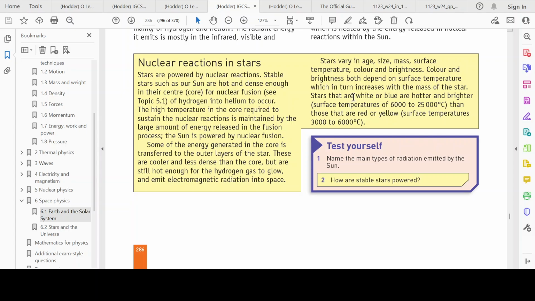Right, for the hotter blue or white stars, the temperature of the surface, which is obviously not as hot as the core, is 6,000 to 25,000 degrees centigrade. And for the yellow and red ones like the sun, the surface temperature is 3,000 to 6,000 degrees centigrade. So yeah, no, not happening.